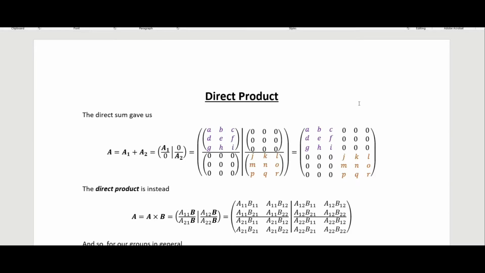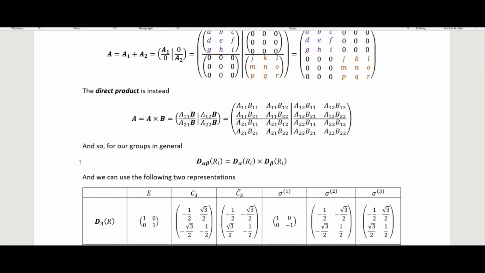In this video, I'm just going to give a quick overview of what's called the direct product. Sometimes you'll see it called the outer product, but I'll be using the term direct product here. We saw in a few previous videos that the direct sum gives us this, where we just stack everything in the diagonals of a matrix. But the direct product instead, if we have A times B, the direct product of A and B.